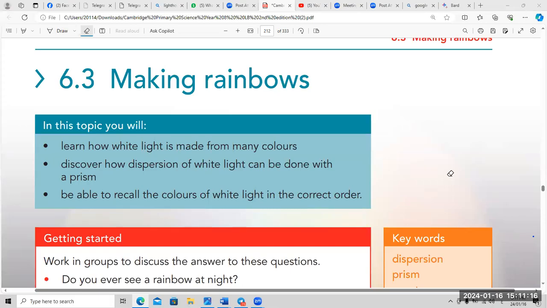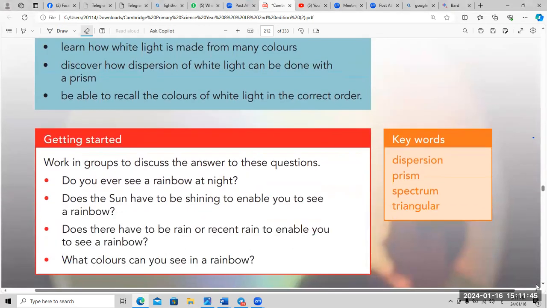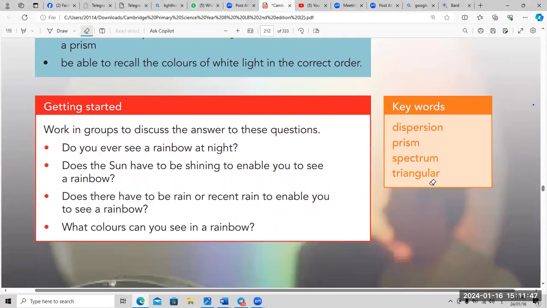Hello everyone. Today we will explain a new lesson called Making a Rainbow. In this topic you should learn how white light is made up of many colors. Point number 2, discover how dispersion of white light can be done with a prism. Point number 3, be able to recall the colors of white light in the correct order. Keywords and new words in this lesson are dispersion, prism, spectrum, triangular.